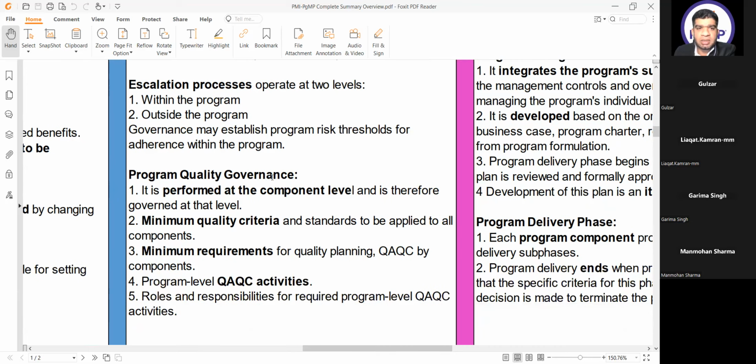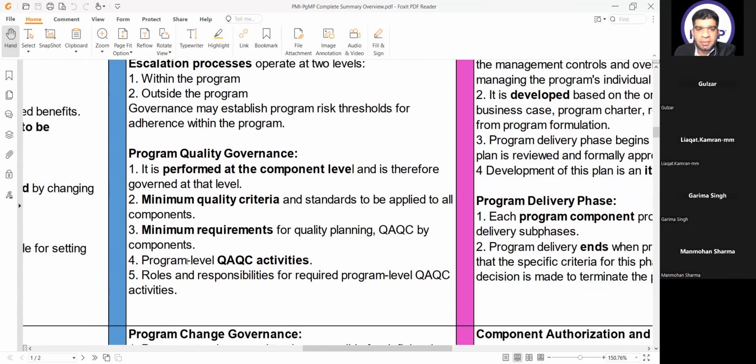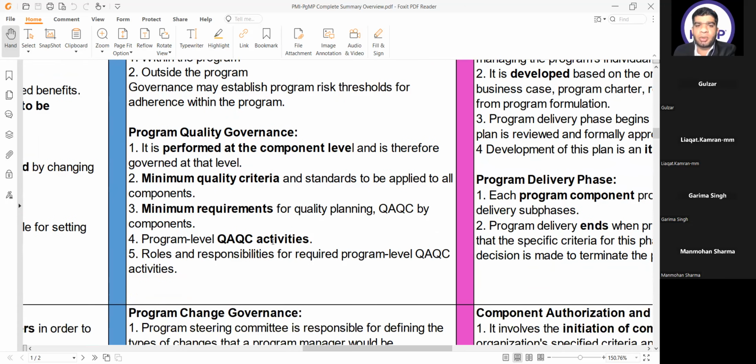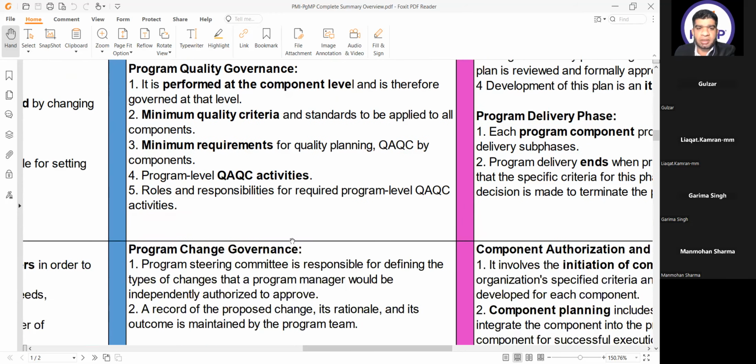Program quality governance. It is performed at the component level and is therefore governed at that level. So this is important: program quality is at the component level. Minimum quality criteria and standards to be applied to all components. Minimum requirements for quality planning, quality assurance, and quality control by the components. Program level QA/QC activities and roles and responsibilities for required program level QA/QC activities. This is all under quality governance.